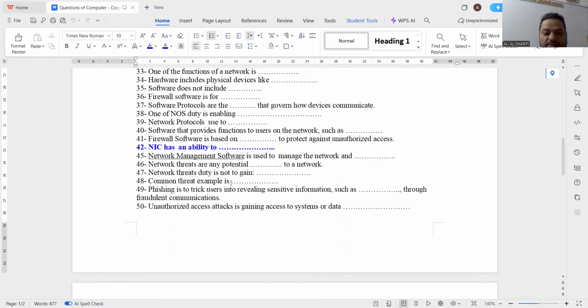What is a common example of network threats? Phishing is to trick users into revealing sensitive information, such as what? Through fraudulent communications. Unauthorized access attacks are gaining access to systems or data. You should know what unauthorized access is.